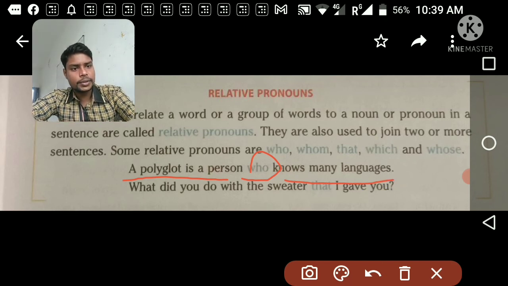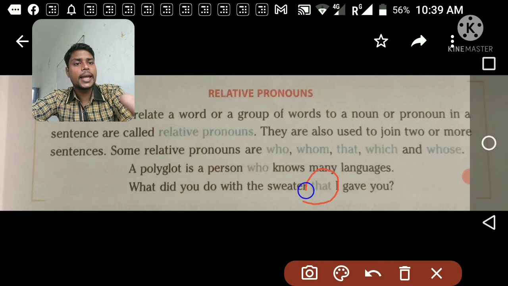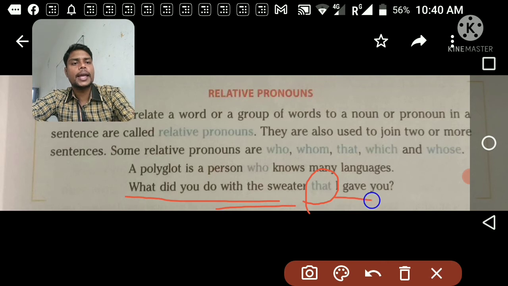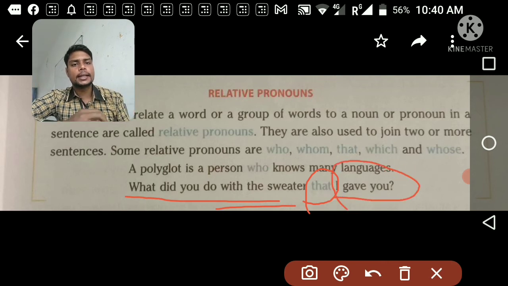So let's see the next sentence. What did you do with this sweater that I gave you? So here, see the part, what did you do with the sweater, it's one part, and I gave you is the next part, and these two parts are related by that, the conjunction that.